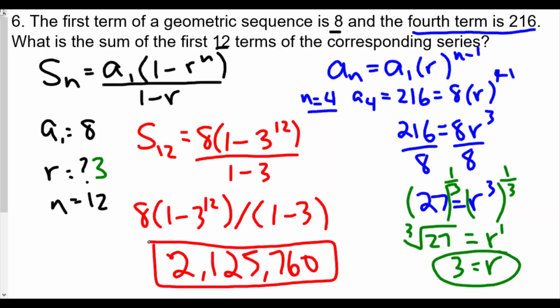I hope it's helpful to you guys. Again, if you see a question like this on your test, definitely review it, go over it, and see what you need to find, because it'll be very similar to what we have here.